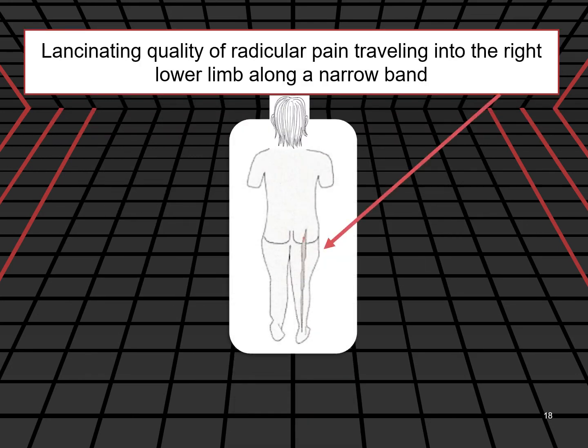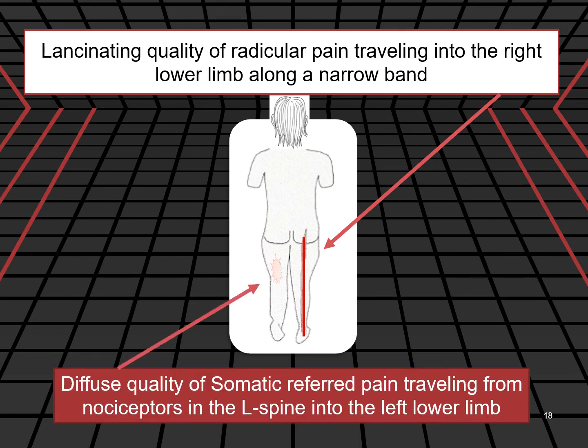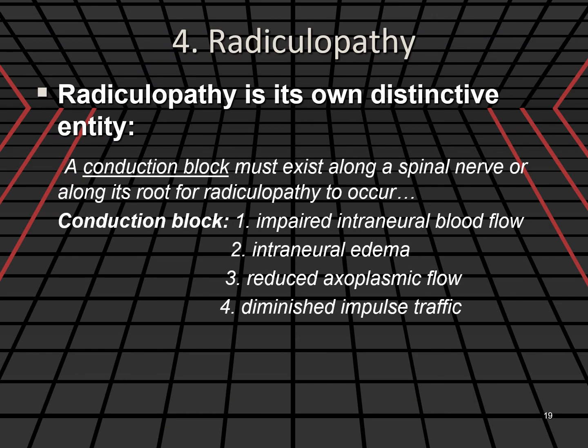So here's both examples. To the right, that's the lancinating, sharp, shooting, stabbing quality of radicular pain going down the whole lower extremity, emanating from the lower back. And there's your diffuse, dull, achy, somatic referred pain. Stellar, folks. This information is absolutely stellar. We've got one more.